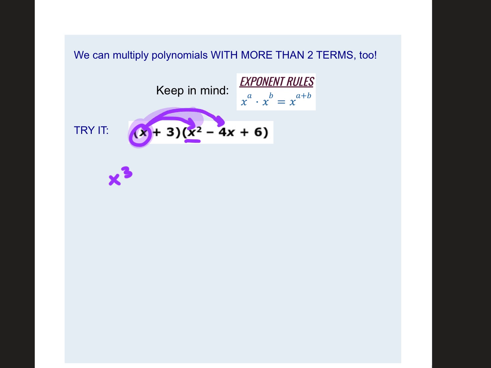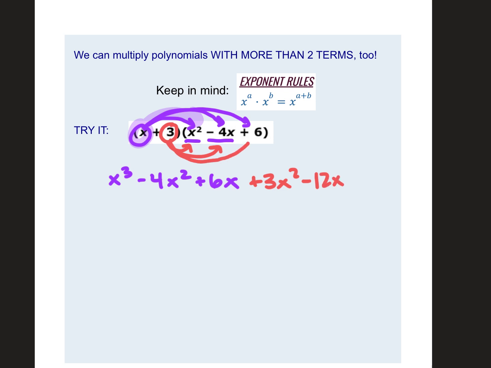Next I have x times negative 4x. That's going to give me negative 4x squared. And lastly, x times 6 gives me a positive 6x. I have a second round of distribution to go. Now I get to take that 3 and multiply it into everything in the second parentheses. 3 times x gives me 3x squared. 3 times negative 4x gives me a negative 12x. And then 3 times 6 gives me 18.